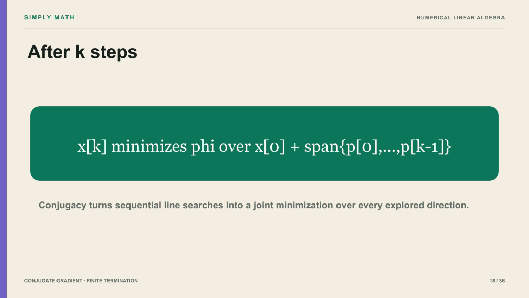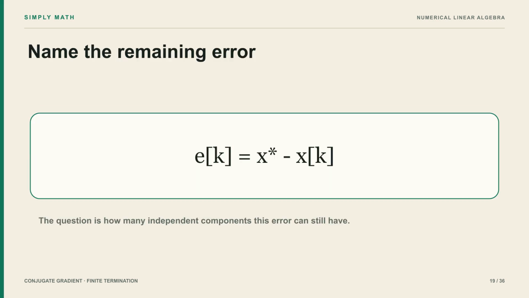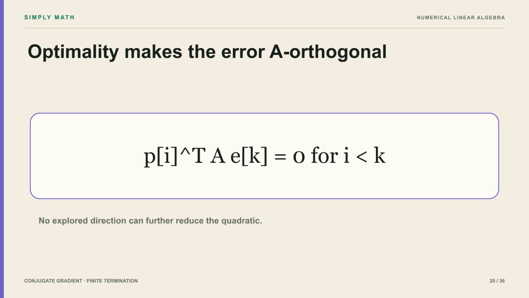After k steps, x_k is the best point in the affine space spanned by all directions explored so far. Let e_k denote the difference between the exact solution and the current iterate. Because x_k is optimal over the explored space, its error is A-orthogonal to every direction already used.